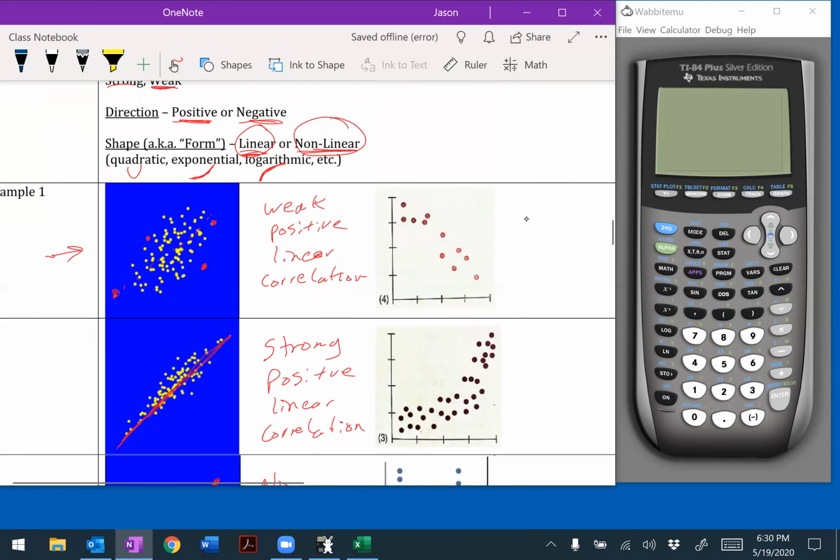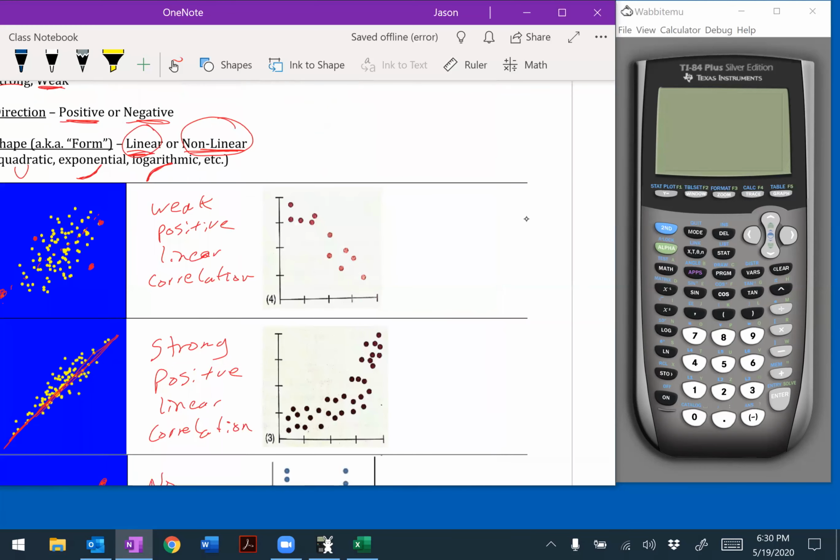What about the next one here? This one right here. Looks like we've got a linear trend. What type of linear trend is that? Well, I would say that it's a moderate, or maybe even a strong. We'll go with a strong. I can see definitely a trend downward there. Strong negative linear correlation.